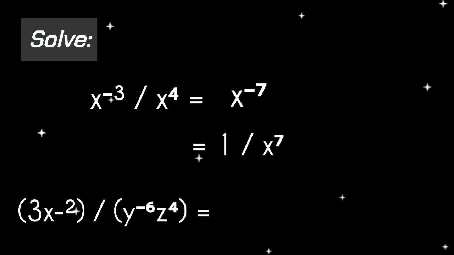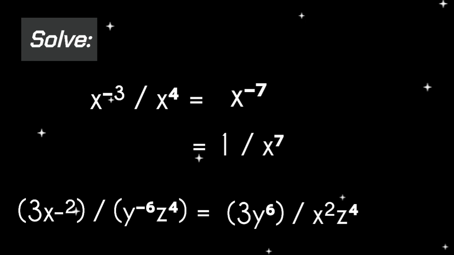Next up, the quantity of 3x raised to power of negative 2 quantity over the quantity of y raised to power of negative 6 times z raised to power of 4 quantity. Now, how are we gonna deal with these many negative exponents? Well, easy. Just reciprocate the terms or variables with the negative exponents, like the negative power rule statement. Analyzing, the final answer would be 3y raised to power of 6 over x squared z raised to power of 4.